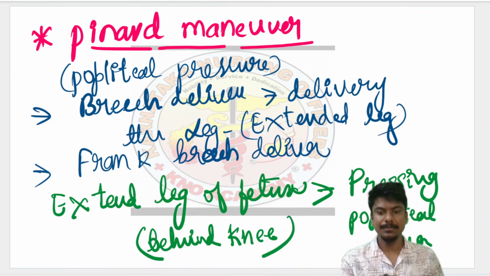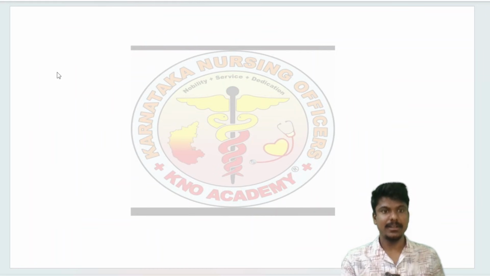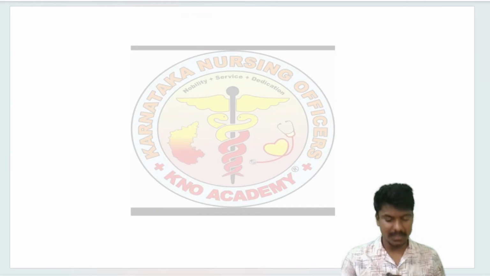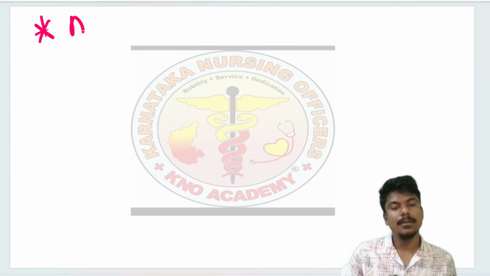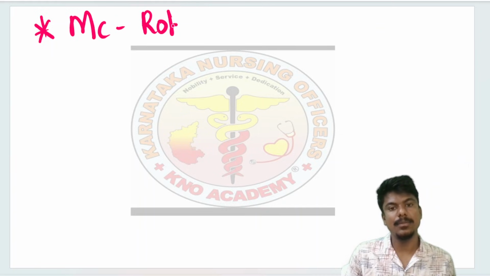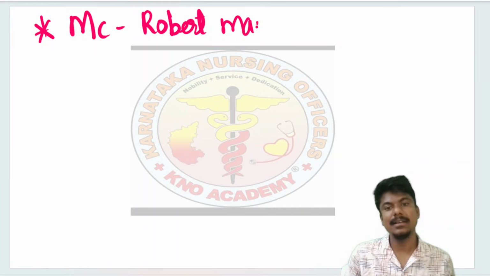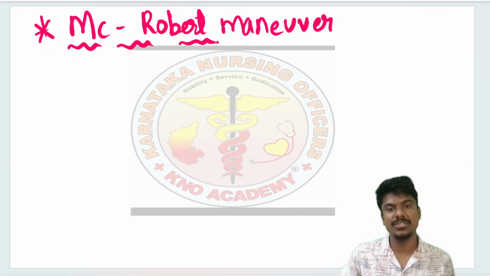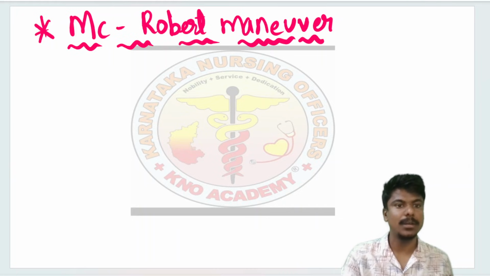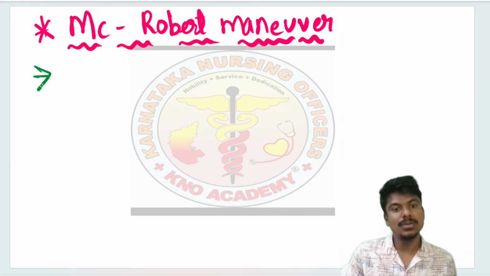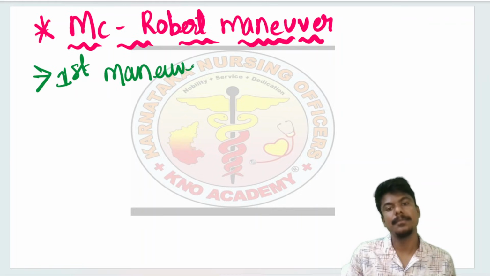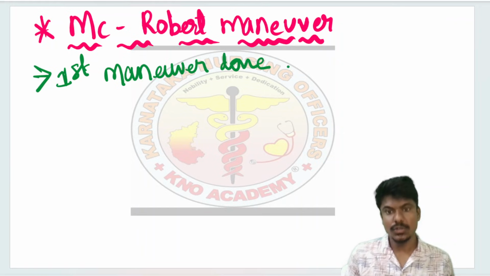Next, after the Pinard maneuver, the last one is the McRoberts maneuver. I think everybody is very familiar with the McRoberts maneuver. This is called the first maneuver done in case of shoulder dystocia. In case of shoulder dystocia, the first maneuver done is the McRoberts maneuver.